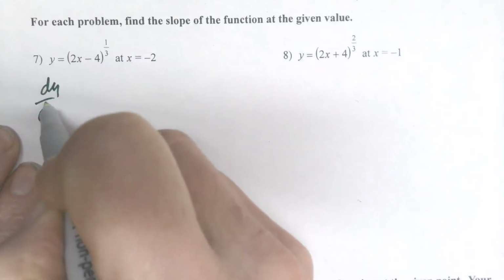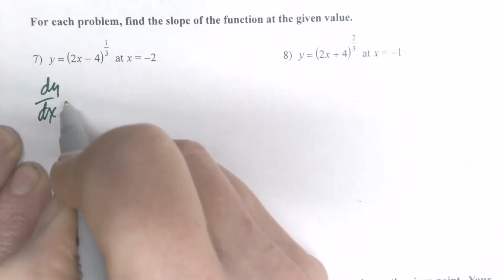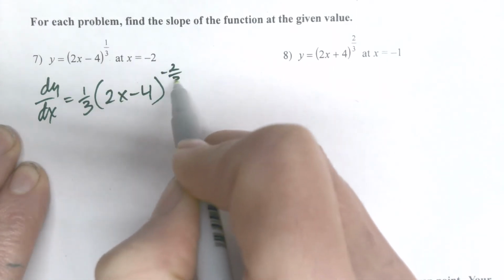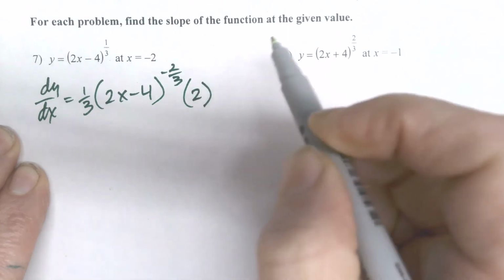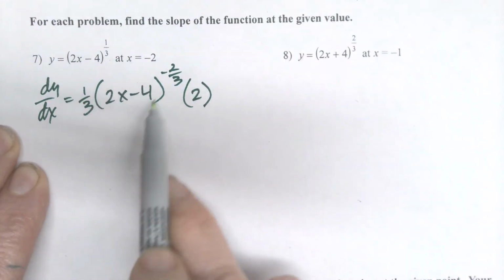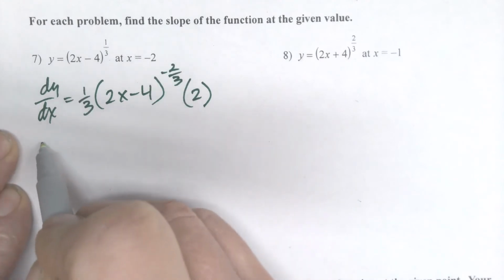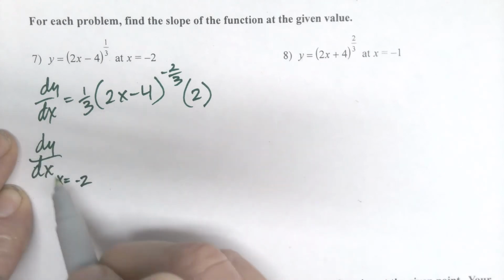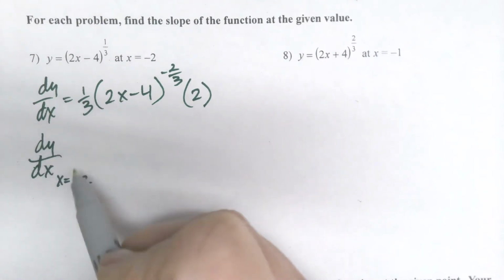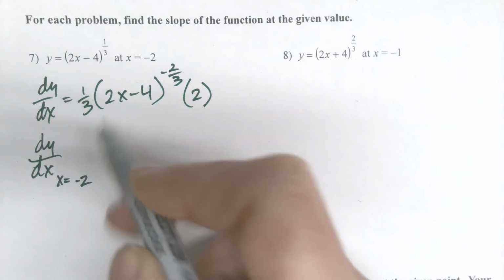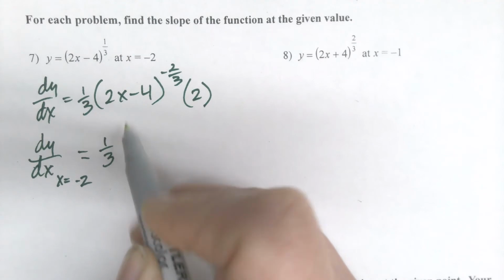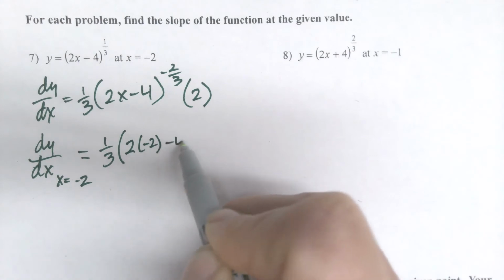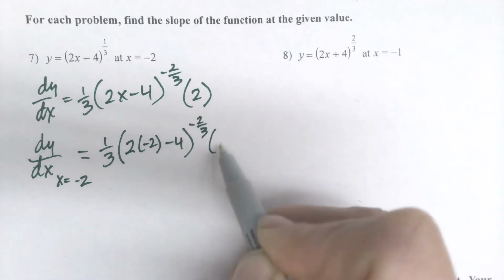dy/dx, same directions, find the slope at the given value. That's 1/3 times 2x minus 4 to the negative 2/3, that's 1/3 minus 1, times 2, chain rule. Inside stays the same, derivative of the inside goes next. I'm going to do dy/dx at x equals negative 2. It looks a little bit different how we write that. Instead of f prime of negative 2, I'll put it as dy/dx at x equals negative 2. That's 1/3 times 2 times negative 2 minus 4 raised to the negative 2/3 times 2.